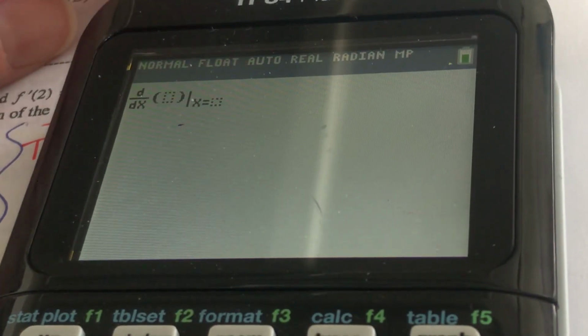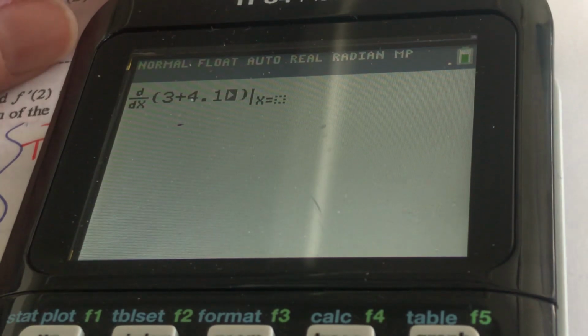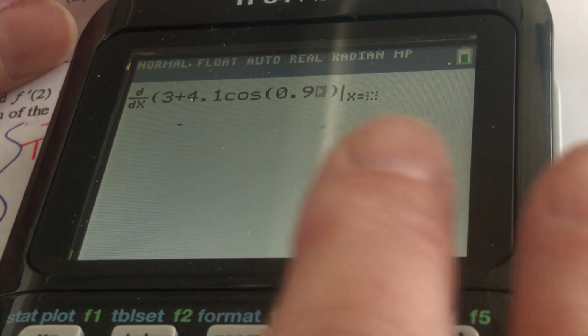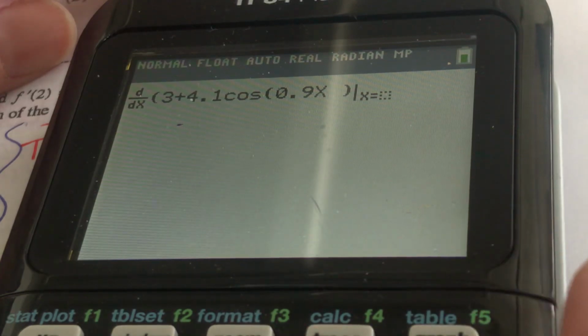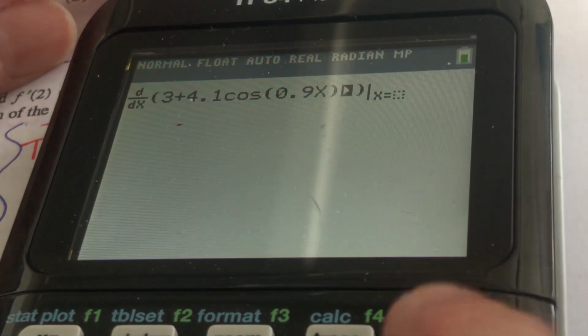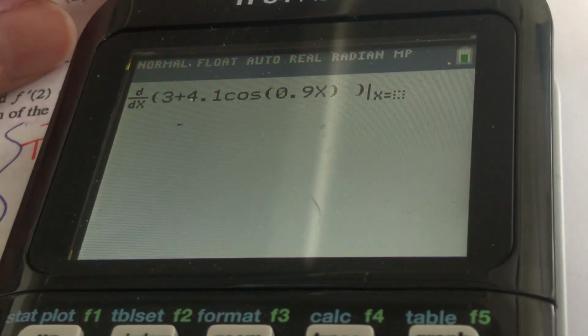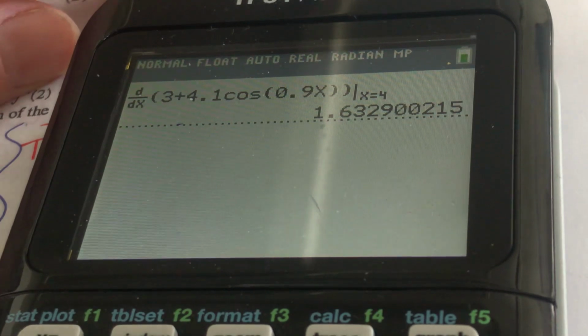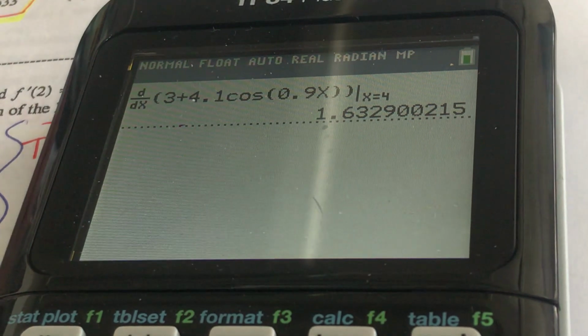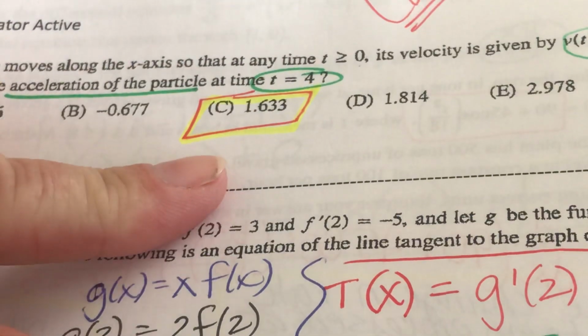So we have a 3 plus 4.1 cosine, make sure you're in radian mode, 0.9x. You need to close that parenthesis. There's another parenthesis that closes the derivative, and then at x equals 4, and hit enter. And you should get 1.633. So the correct answer is C.